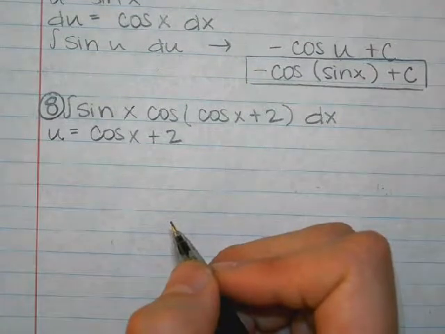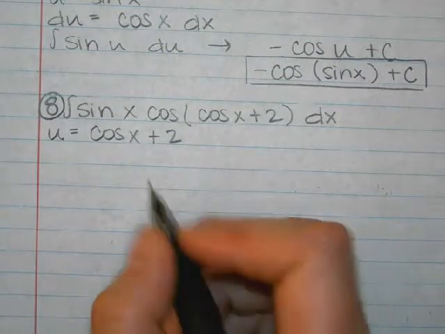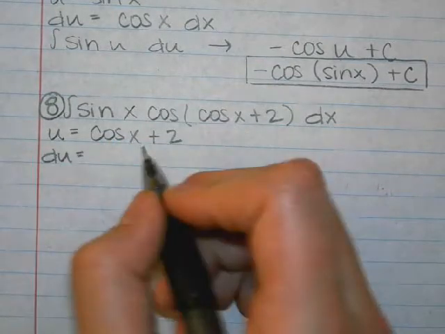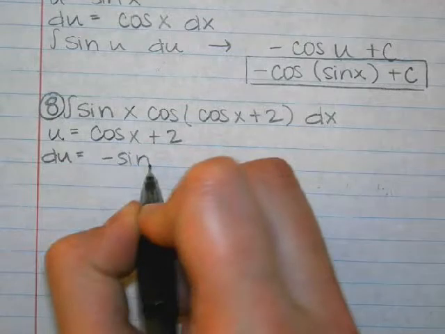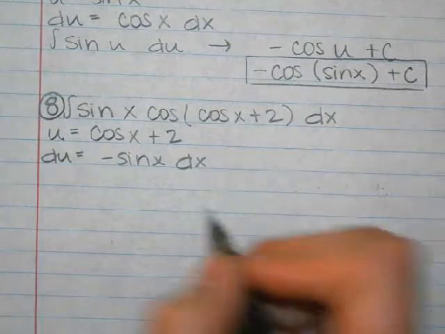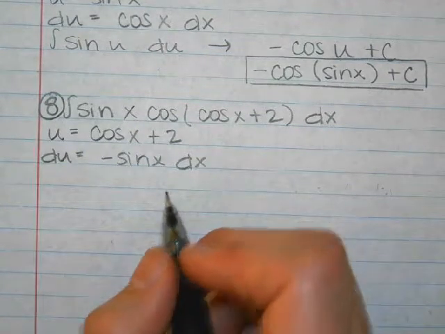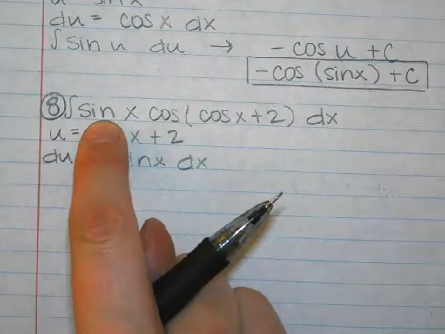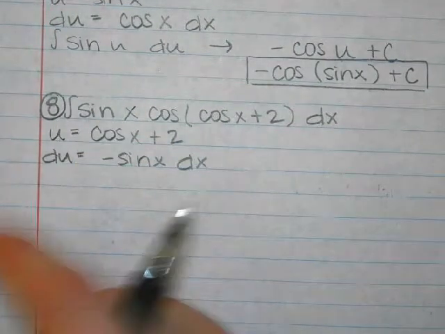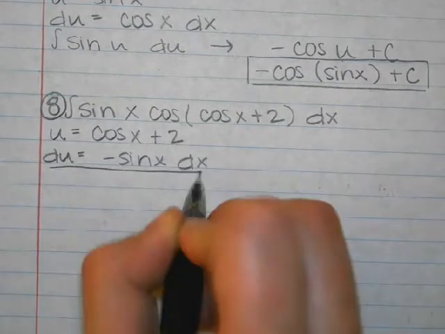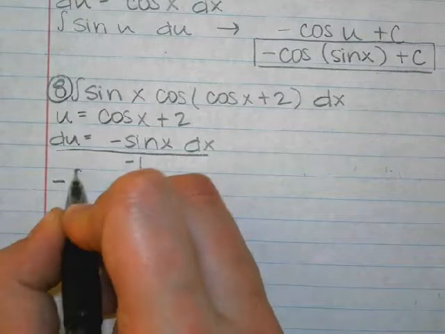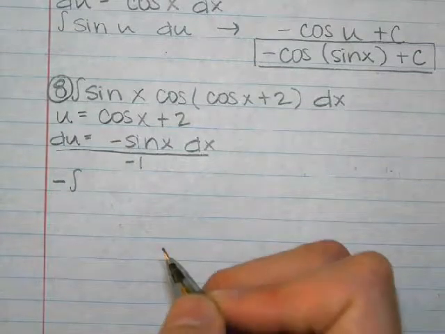All right. So, cos x plus 2. What's the derivative of that? Negative sine x dx. Yeah, and we almost see that in the problem. We see the sine x. What do we not see? We don't see the negative, so somehow they got rid of the negative, which means we need to have a negative in front of our integral when we do the U-substitution.